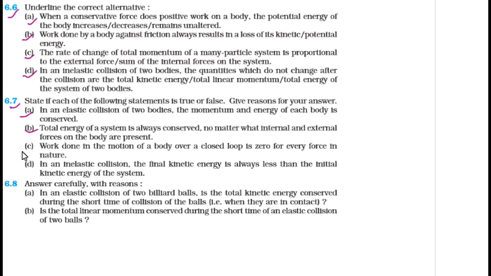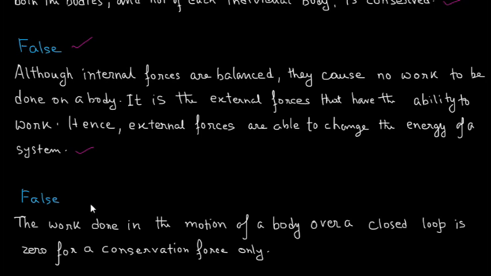C. Work done in the motion of a body over a closed loop is zero for every force in nature. Let us see the solution. The answer is false. Work done in the motion of a body over a closed loop is zero for a conservative force only.